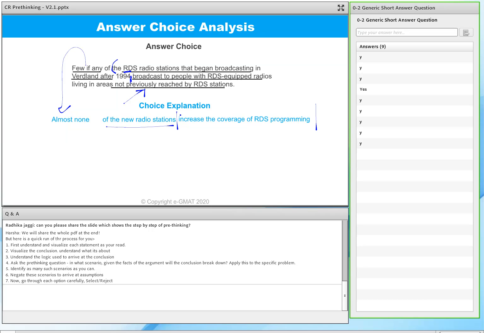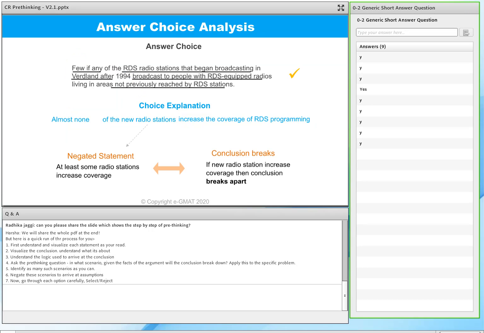Almost none of the new stations increase the coverage. It's essential information. Why? Because if we negate this, at least some radio stations increase coverage. If at least some radio stations increase coverage, then I as an author cannot say that the number of Verlanders receiving special program information remained the same. Why? Because there were people who had these special radios but couldn't receive it in 94, but now they can receive it. So the number of Verlanders will go up.